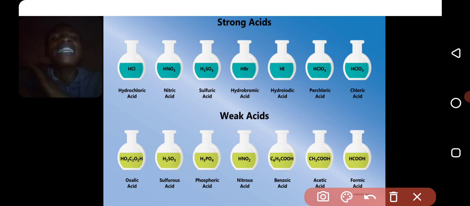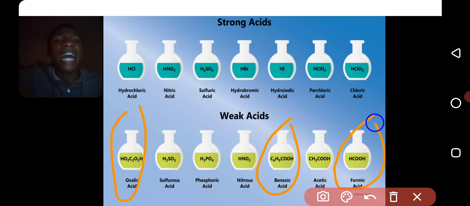All organic acids are weak acids. Take note of that. Oxalic acid is a weak acid. Benzoic acid is a weak acid because it's an organic acid. Formic acid, the one found in ants, is a weak acid. Or if you like, methanoic acid, they are the same thing. Acetic acid, all these are organic acids and they are all weak. Ethanoic acid, which is acetic acid, is also weak.